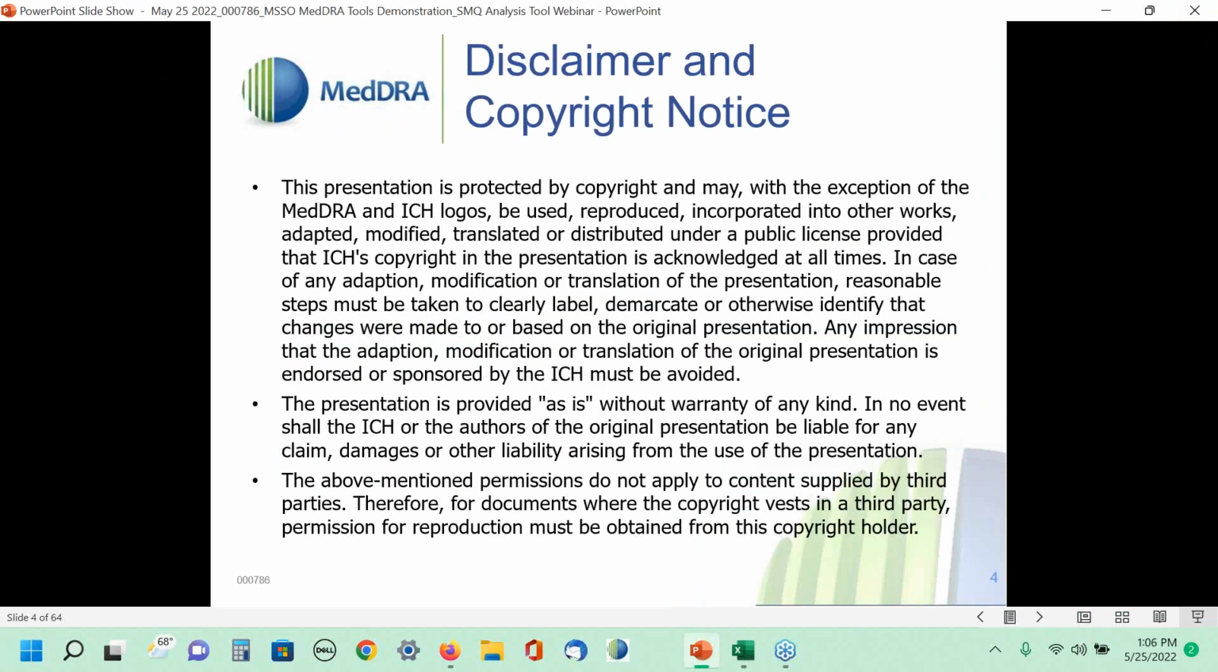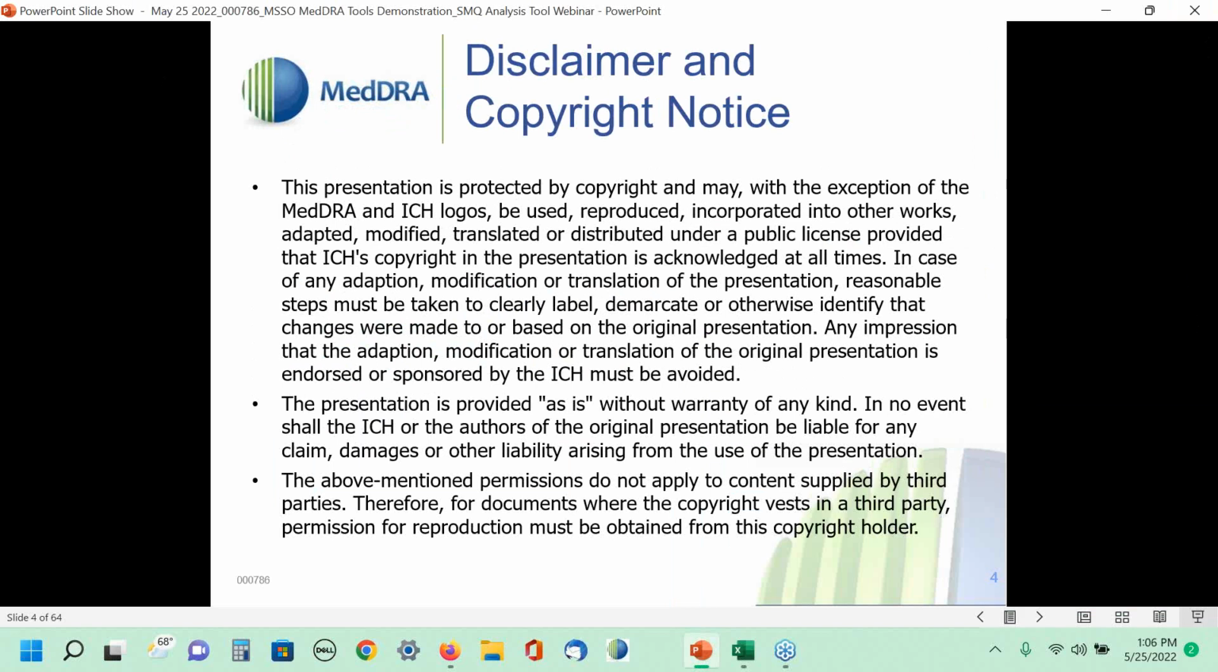First bullet here is to remind me to tell you that today's material is copyrighted and ICH owns the copyright. However, with the exception of the MedDRA and ICH logo, you can feel free to present this material in public presentations as long as you acknowledge that ICH owns the copyright. However, if you change the presentation in any way, shape, or form, you should not imply or infer that ICH endorses the changes or supports the changes that you've made.